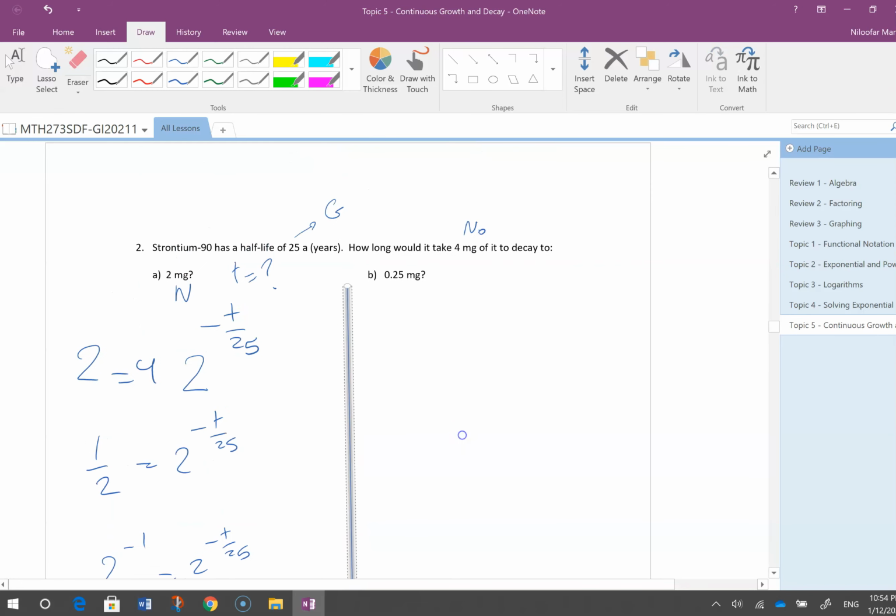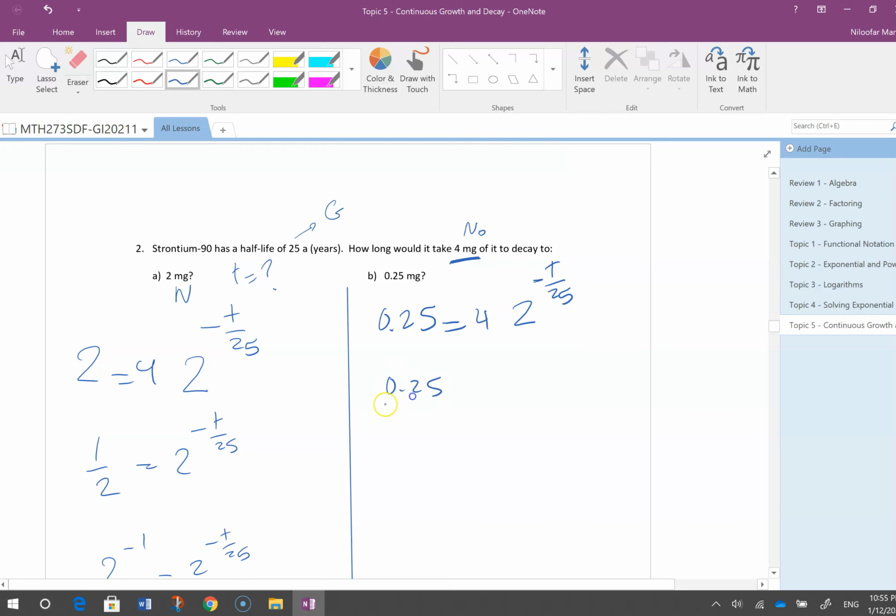Okay, how about this? So 0.25, and remember, here is 4 milligrams and the other one is 0.25 milligrams. Make sure that you are paying attention to all of these units. If units are not the same, you have to change. So it is 4 times 2 power minus T over 25. Then I have 0.25 over 4 equal 2 power minus T over 25.